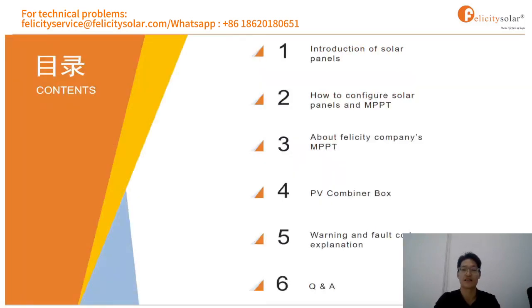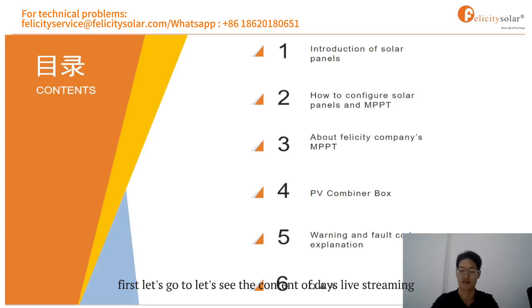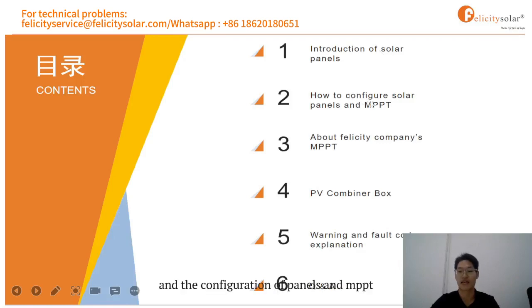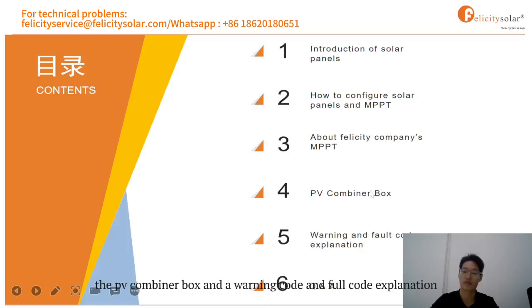First, let's see the content of today's live streaming. Our content will be 6 parts: the introduction of the solar panels, the configuration of panels and MPPT, our Felicity Solar MPPT, the PV combiner box, and the warning code and fault code explanation.